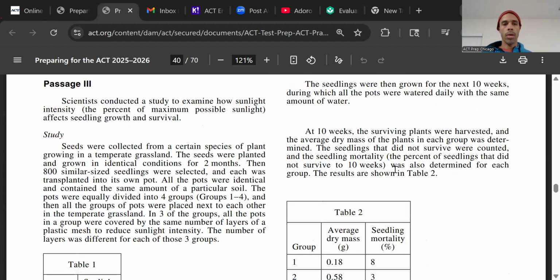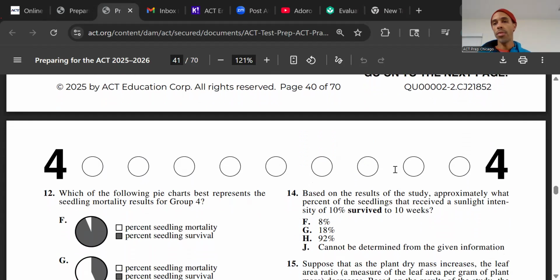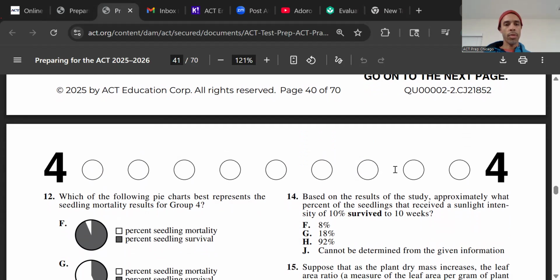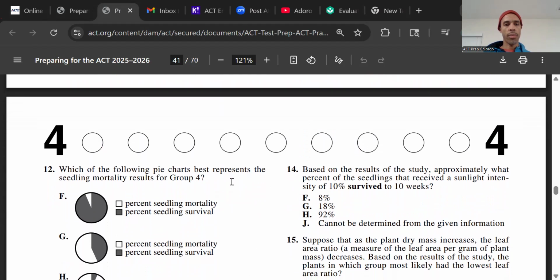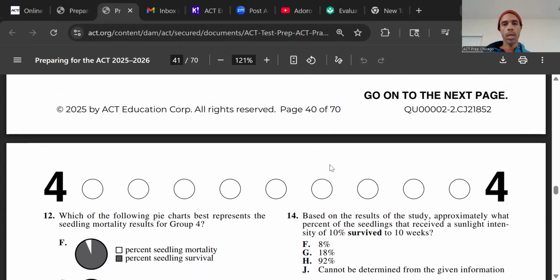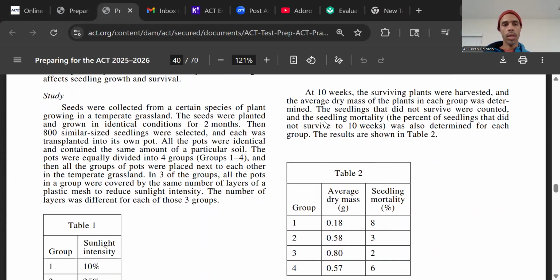All right, let us remember that question. Number 12. I'm going to have to do this in two parts because it's just taking time. But anyway, which of the following pie charts best represents the seedling mortality results for group 4? Seedling mortality.